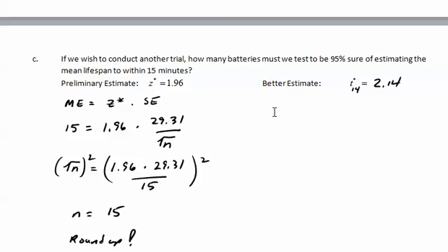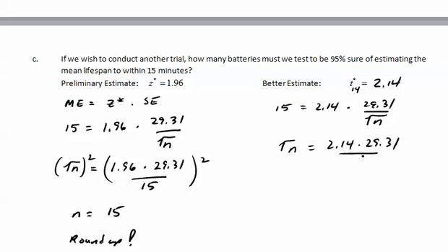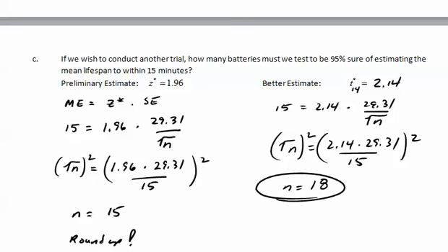Okay, so now I can repeat. 15, which is my margin of error, is equal to 2.14 times 29.31 divided by the square root of n. Then the square root of n is 2.14 times 29.31 divided by 15, both sides squared, and now I get n equals 18. Okay, hope that works out for you. If you have any questions, please don't hesitate to email.